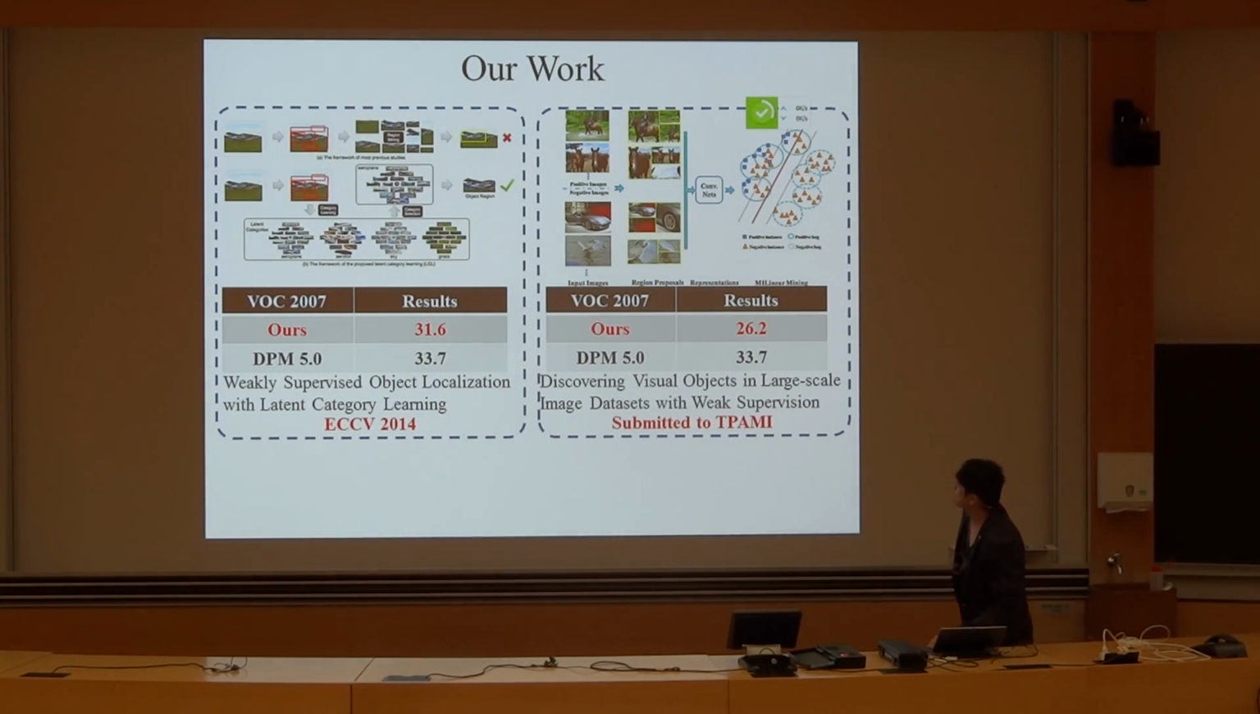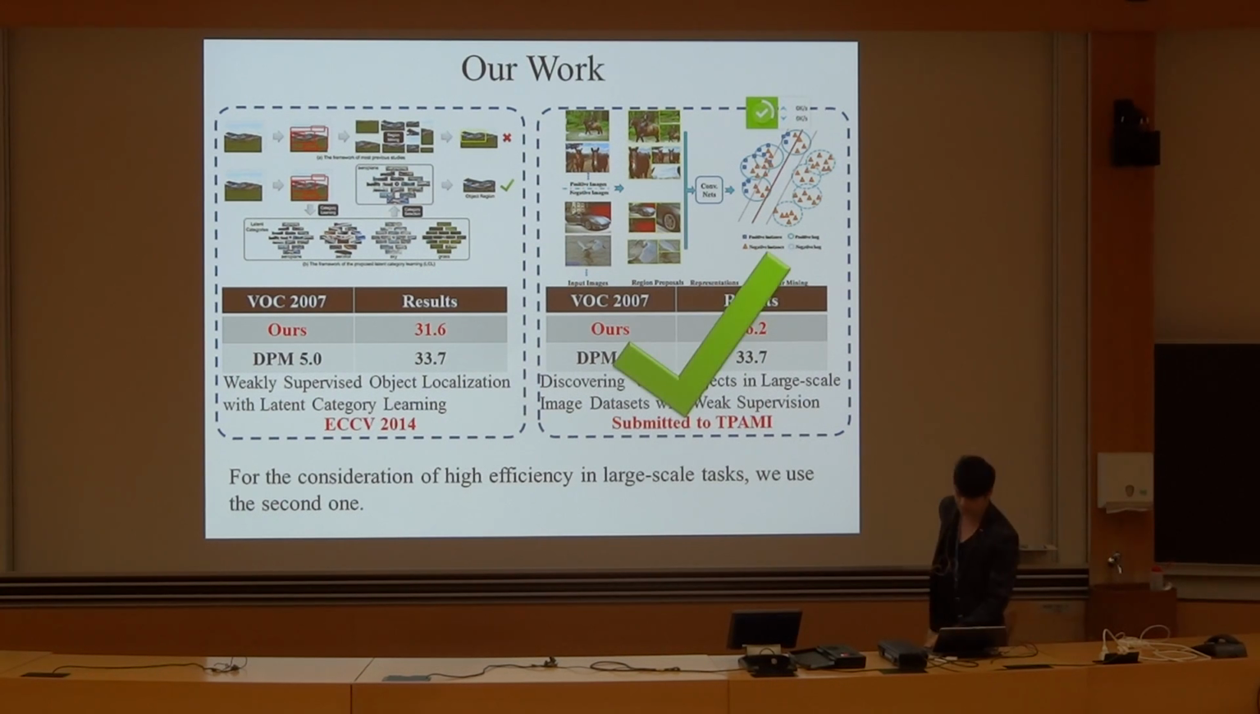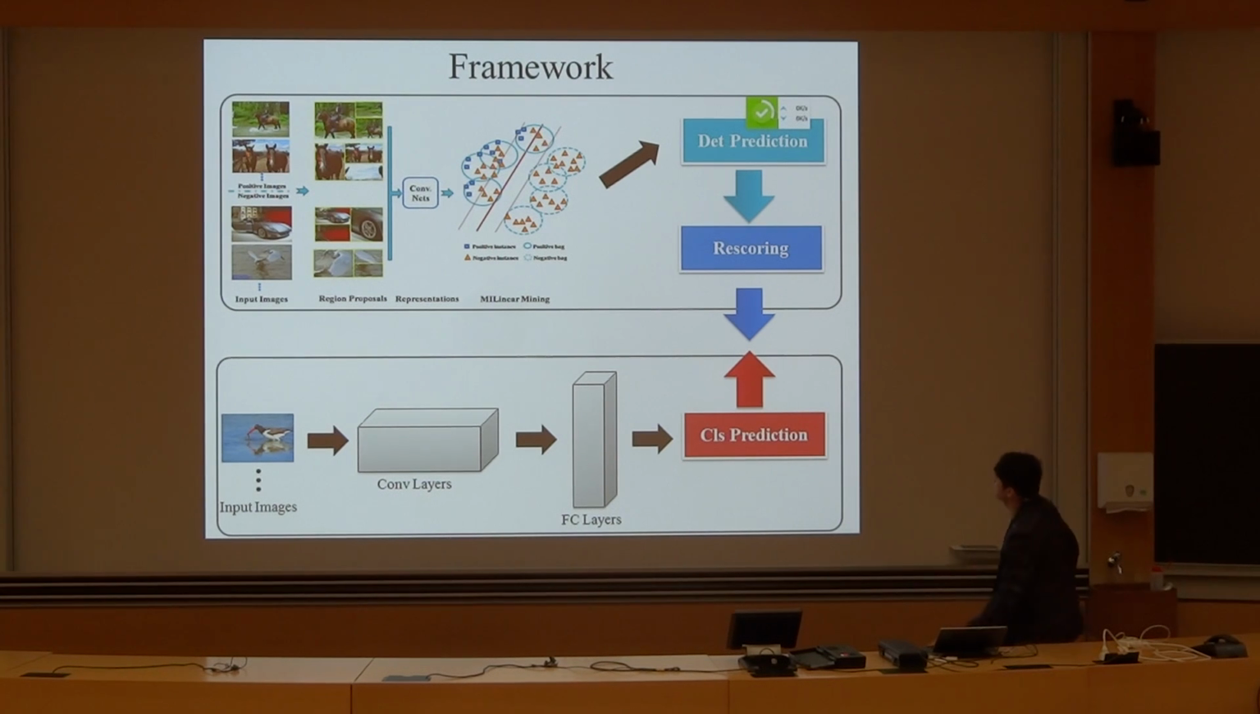These two studies actually obtained promising results on the object localization dataset. Here we have 31 and 26, but for the consideration of high efficiency in large-scale tasks, we use the second one, which is actually faster. So what is the method? This is our whole framework.